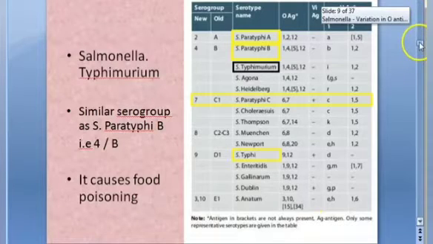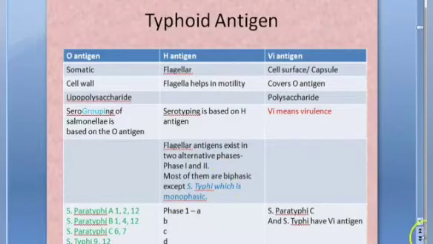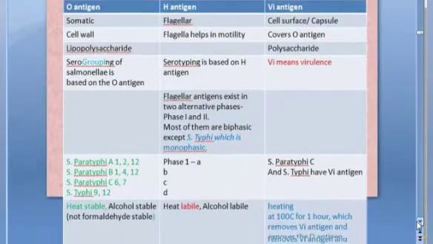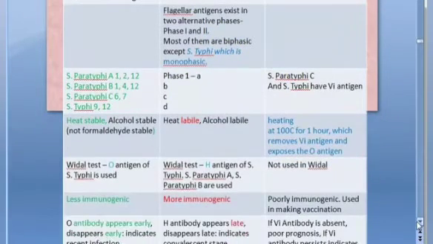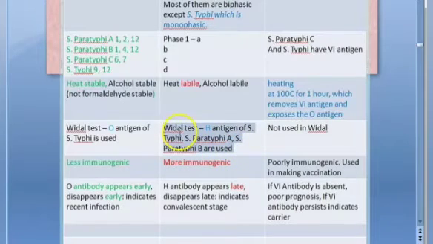Okay. Then, where are we? Here. Okay. So, then, it is heat labile. Okay. And you use the H antigen of all the Salmonella typhi, paratyphi A, paratyphi B you use in Widal test. C you can forget, C we are not detecting. Okay. It is more immunogenic. It appears late. H antibody appears late. Antibody to H antigen appears late and it disappears late.